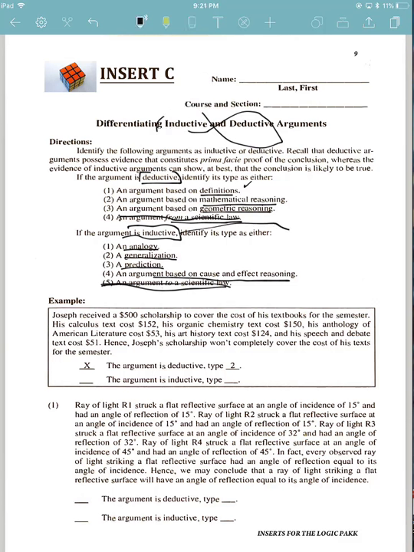Inductive, however, okay, your book is definitely going to talk about analogies. Your book is definitely going to talk about generalizations. Your book is going to talk about predictions. Your book will also bring up other things, okay? It's going to talk about signs.